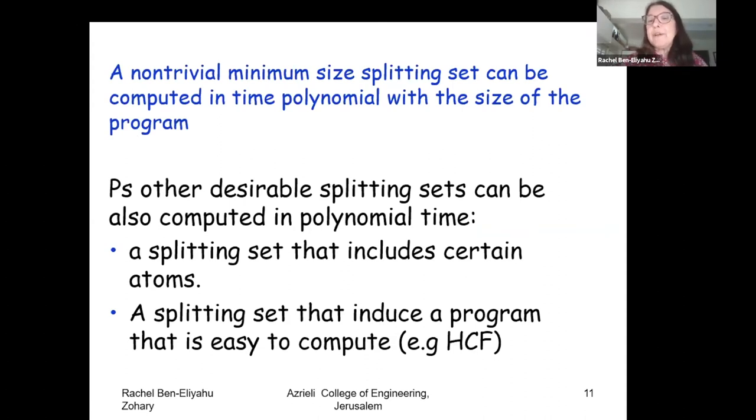The algorithm that we show here is not only for minimum number. We can have some other desirable properties. For example, if we want a splitting set such that the bottom is an HCF, a head cycle free program, which is easier to compute. Or if we want the splitting set to include some special atoms that we are interested in. So the algorithm that we show here is for computing minimum size splitting sets, but you can also adapt it very easily to compute splitting sets with other properties.